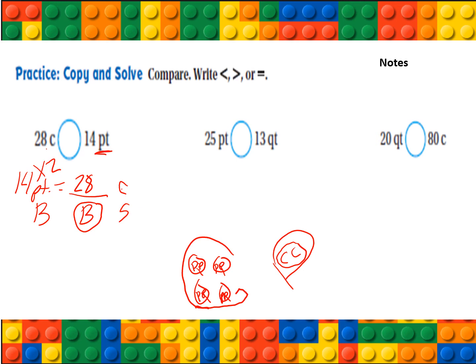Next one, 25 pints and 13 quarts. Oh, so here, 28 cups is equal to 14 pints.